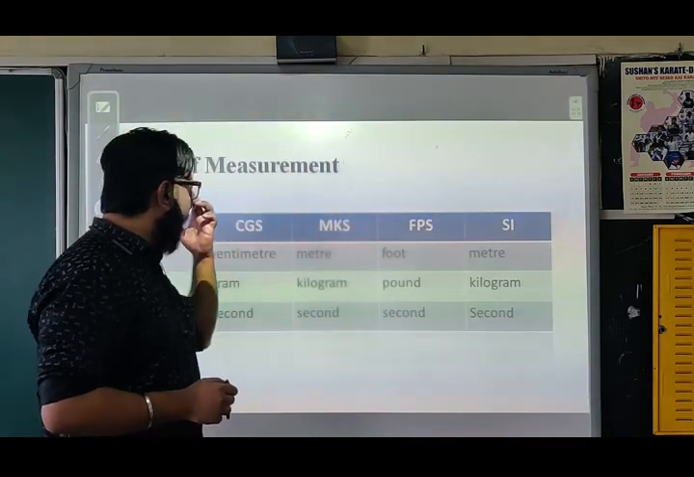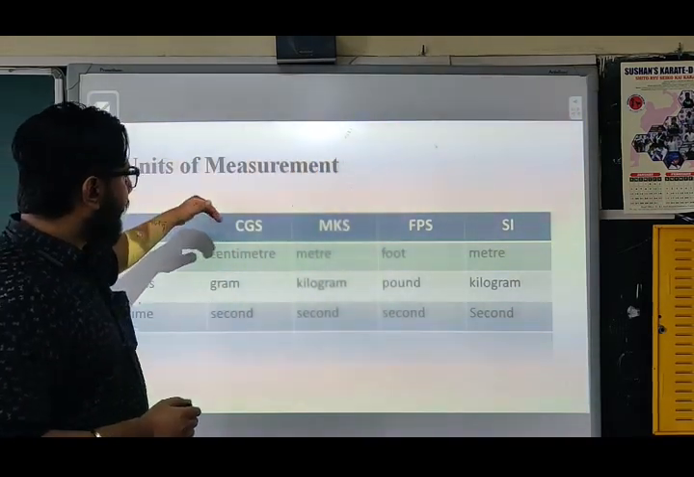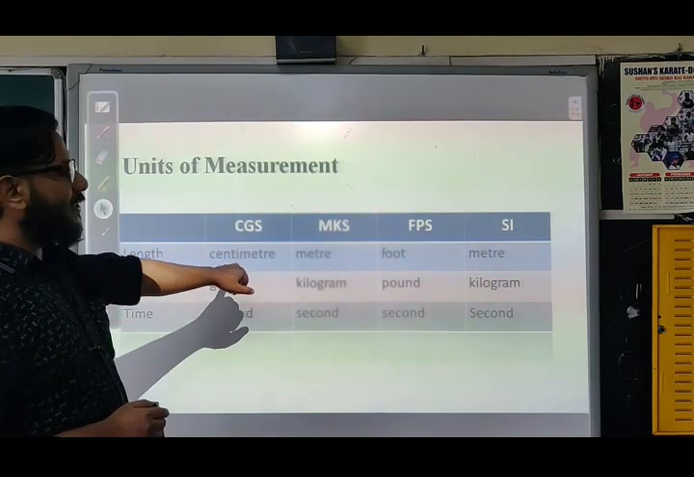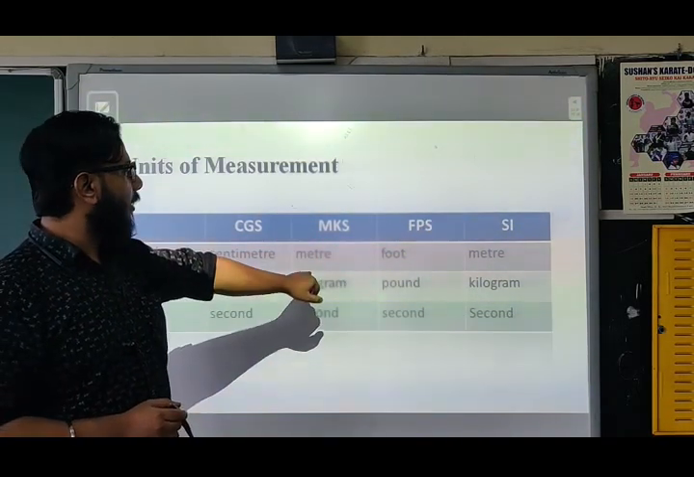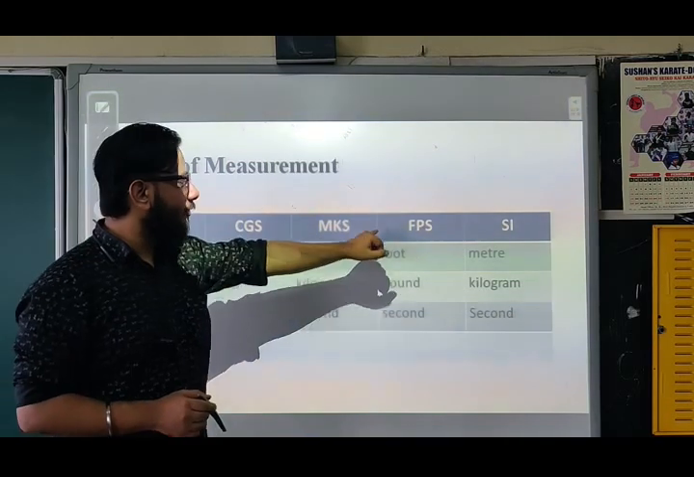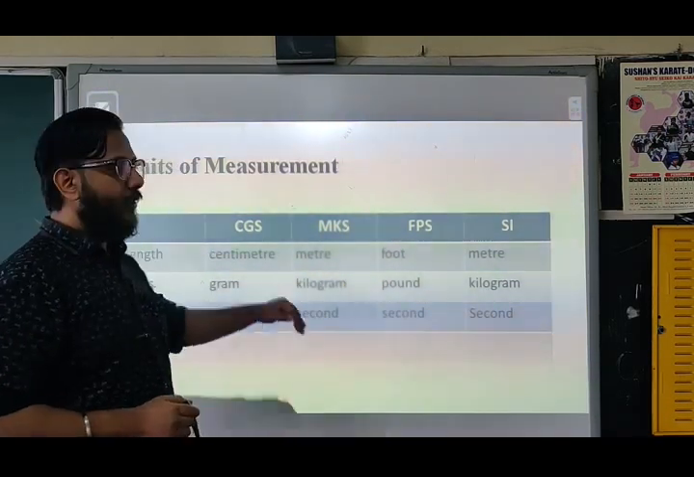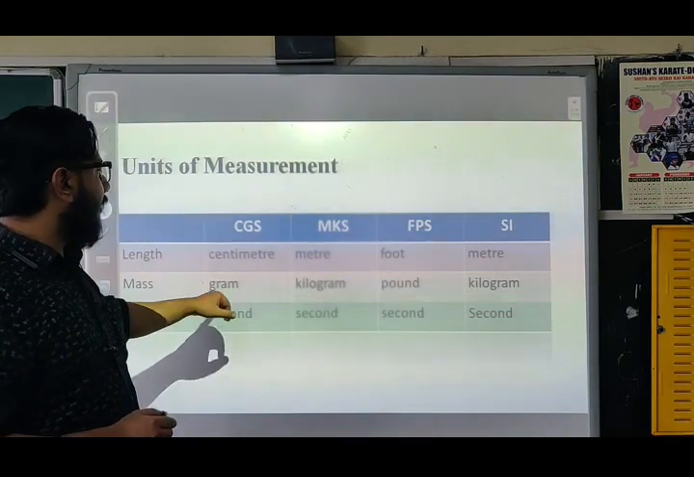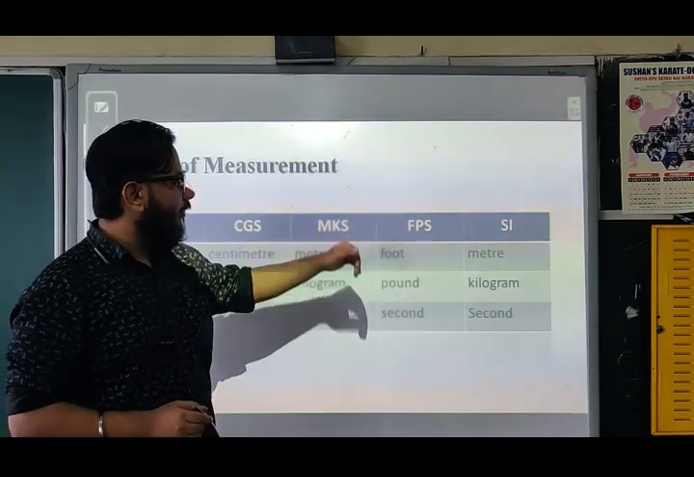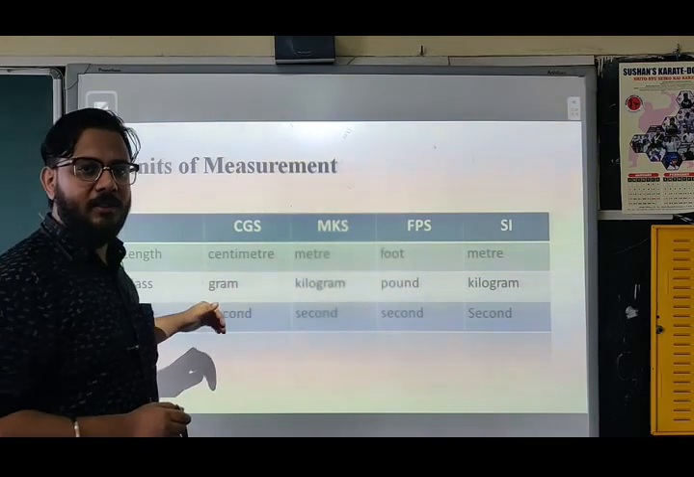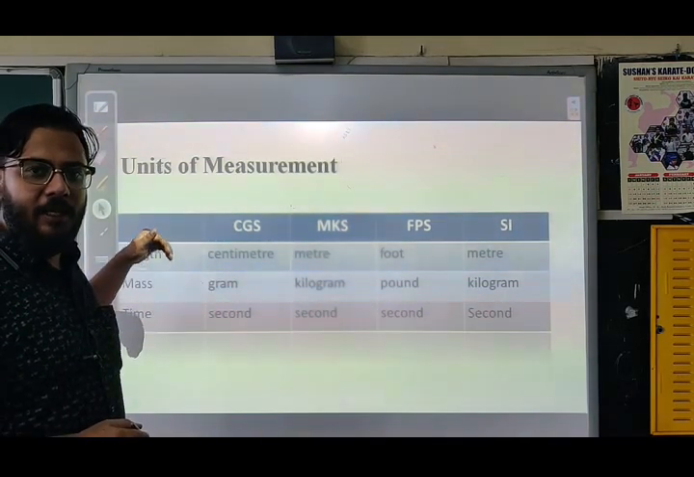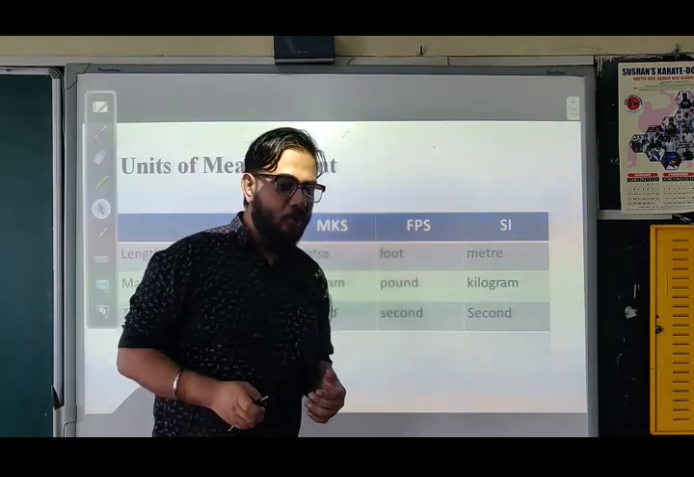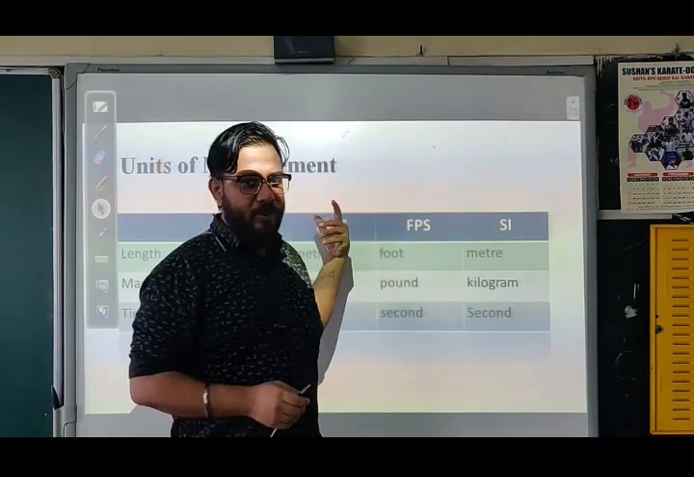Similarly, for length, the CGS system uses centimeter, the MKS system uses meter, and the FPS system uses foot. Now the measurement is all confusing. CGS uses gram, MKS uses kilogram, and FPS uses pound for mass. And again, the calculation is very confusing. What was the same for everybody was the second.